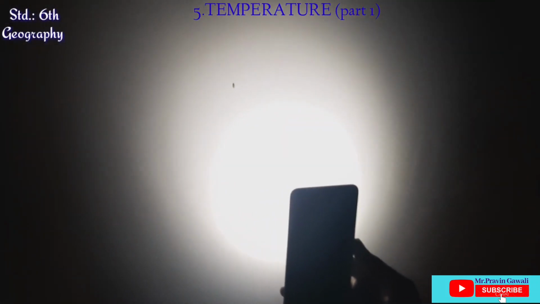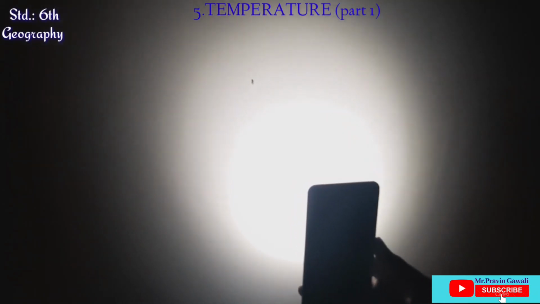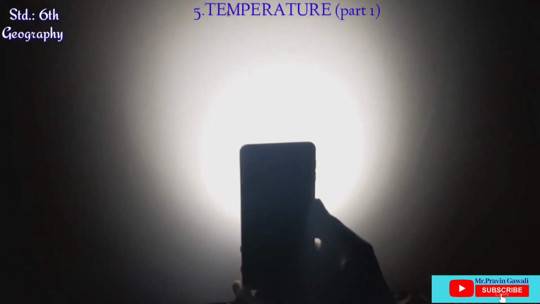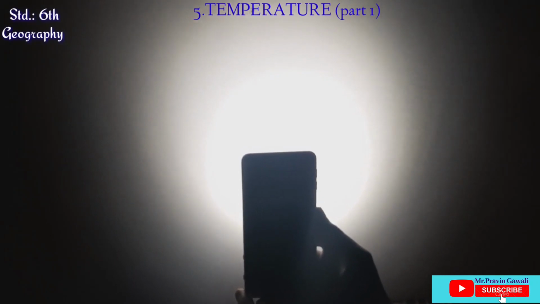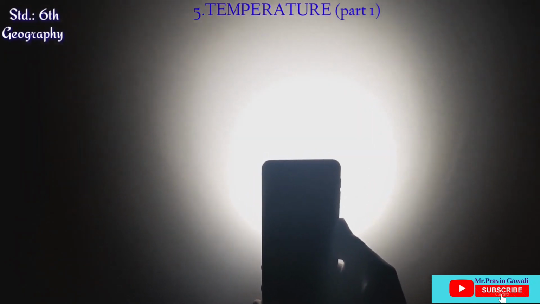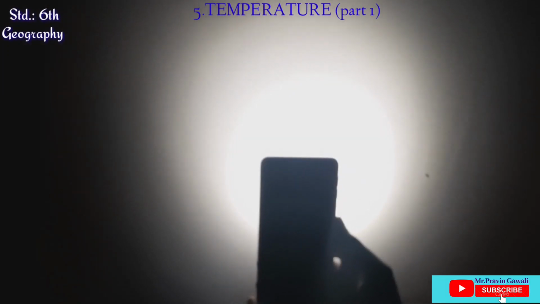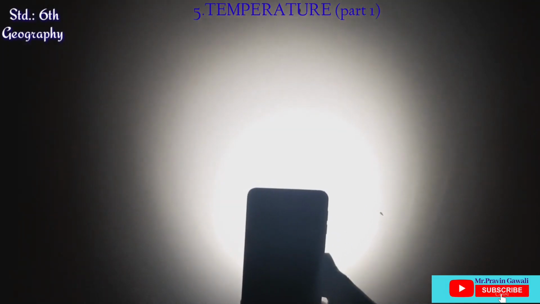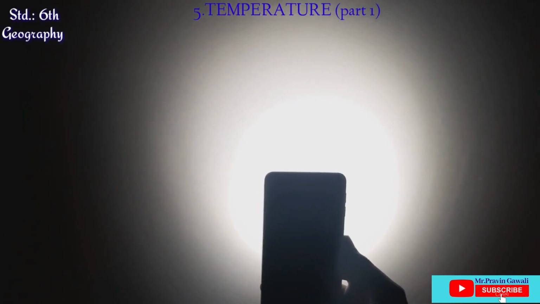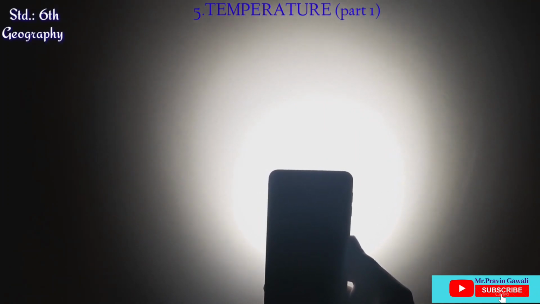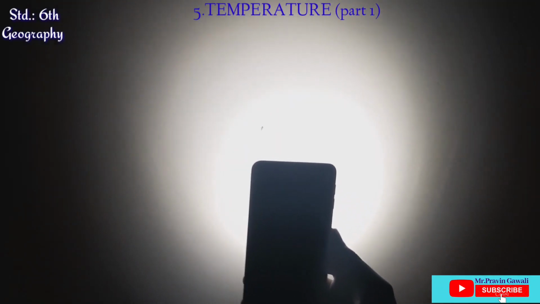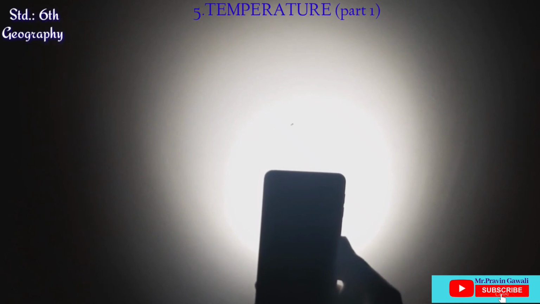Students, see now, I have changed the position of the cardboard. I have kept the cardboard at 120 degrees, but the mobile torch is at the same distance. You can see the light is concentrated, but it has occupied a larger area than the previous one. First of all, I will draw the circle, then we will understand how much area it has occupied.